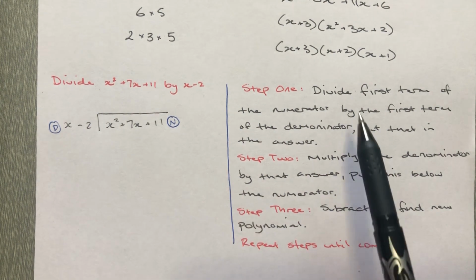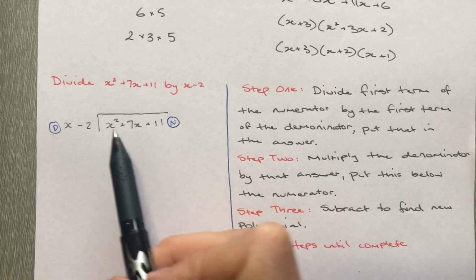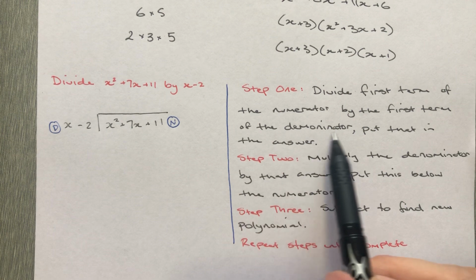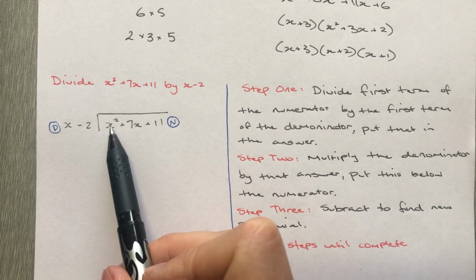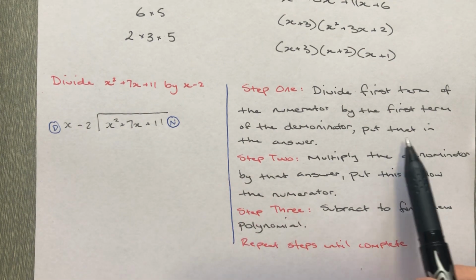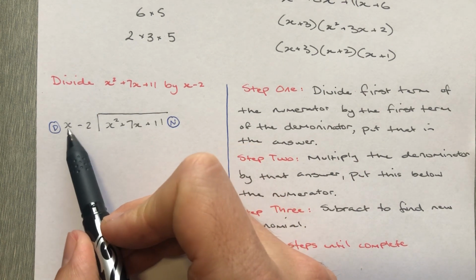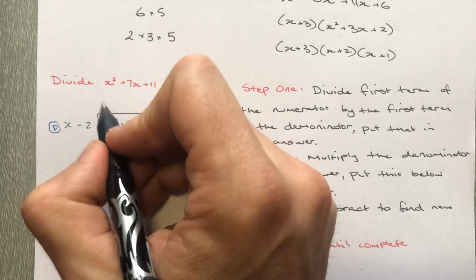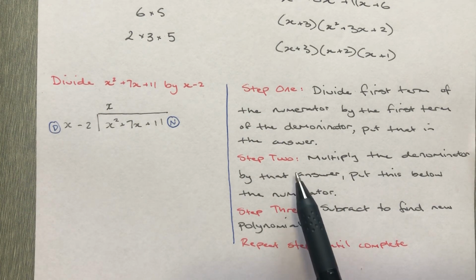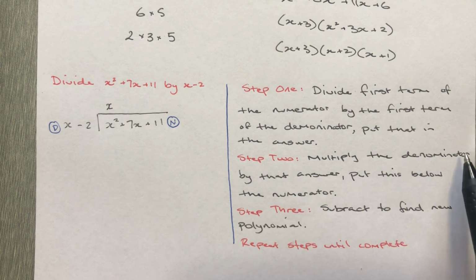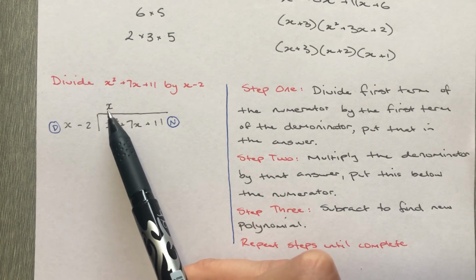All right, so it says divide the first term of the numerator, which is x squared, by the first term of the denominator, which is x. That means we're doing x squared divided by x, and we're putting that in the answer, and the answer goes up here. So x squared divided by x gives us x. I'm going to put my x up here. We've done step 1.